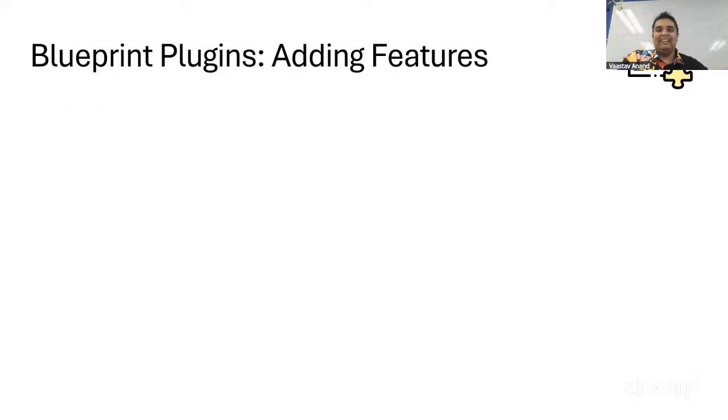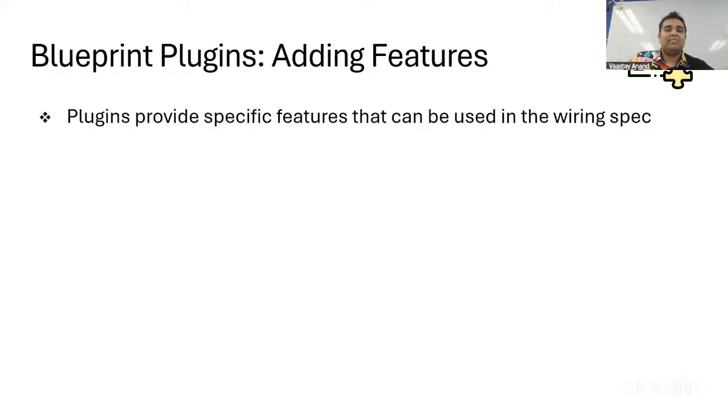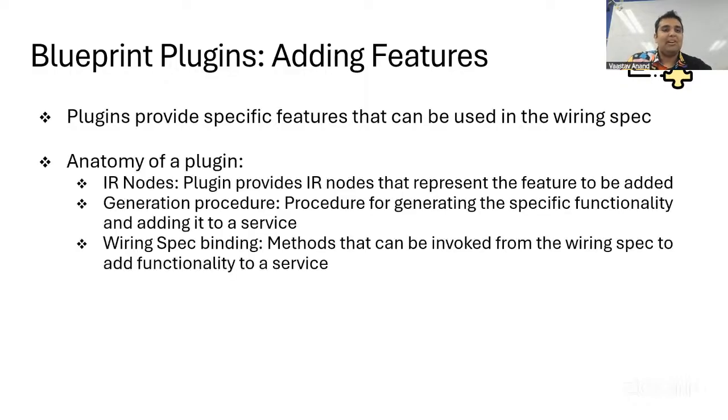Sorry, wrong slide. Okay, so the next thing is to actually add features: we have to implement Blueprint plugins. These plugins provide specific features that can be used in the wiring specification. Each plugin provides three different things. A list of IR nodes, which represent the feature or the component to be added. A generation procedure for generating the specific functionality and adding it to a specific service or an application. And a wiring spec binding, which are basically methods that can be invoked from the wiring spec to add functionality to a specific application or a service.